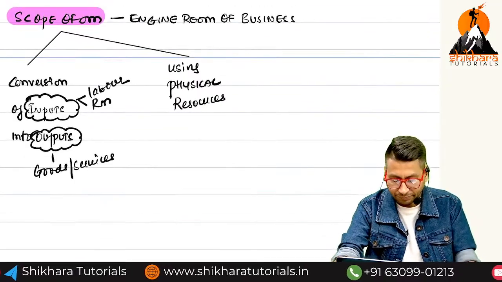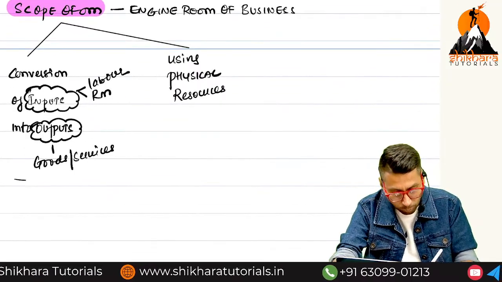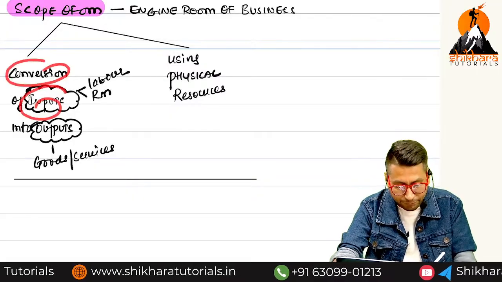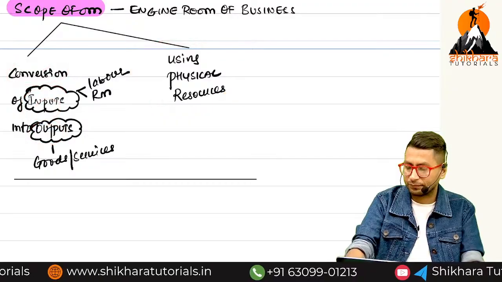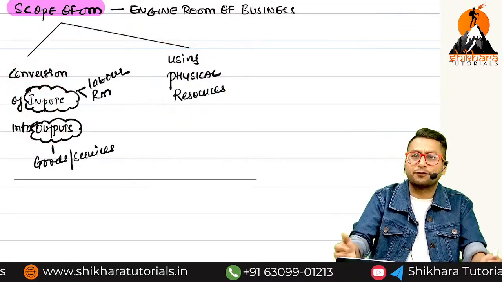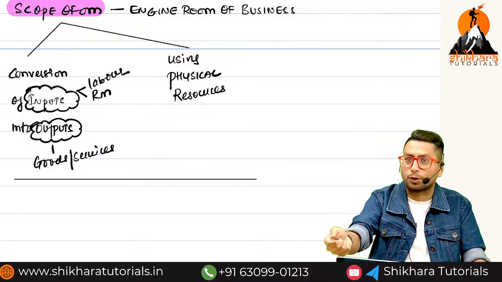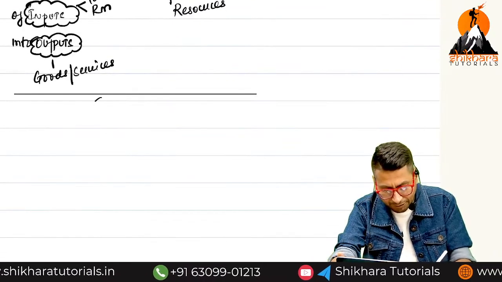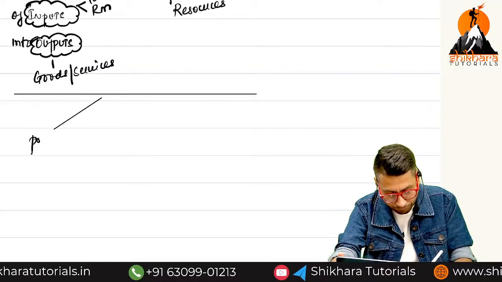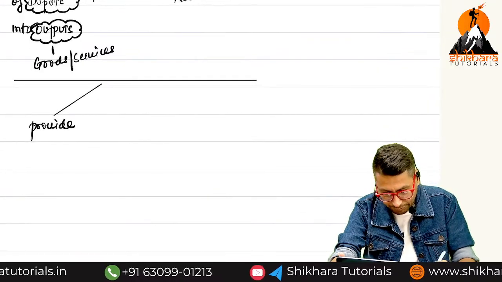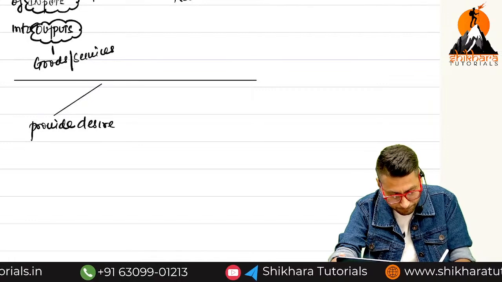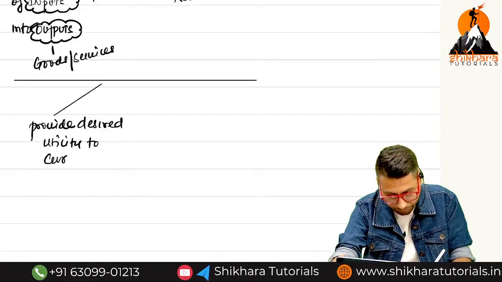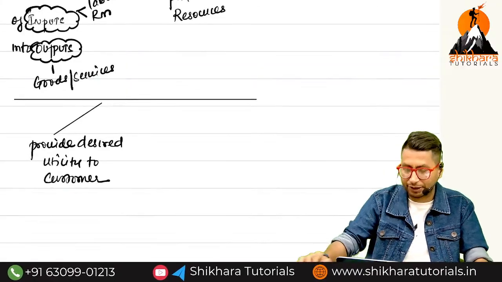But the question comes, why are we doing these things? Why is the operations management team converting inputs to outputs using resources? For whom am I manufacturing the goods? To whom am I trying to provide the services? Myself or my customer? Simple. To provide desired utility to the customer.